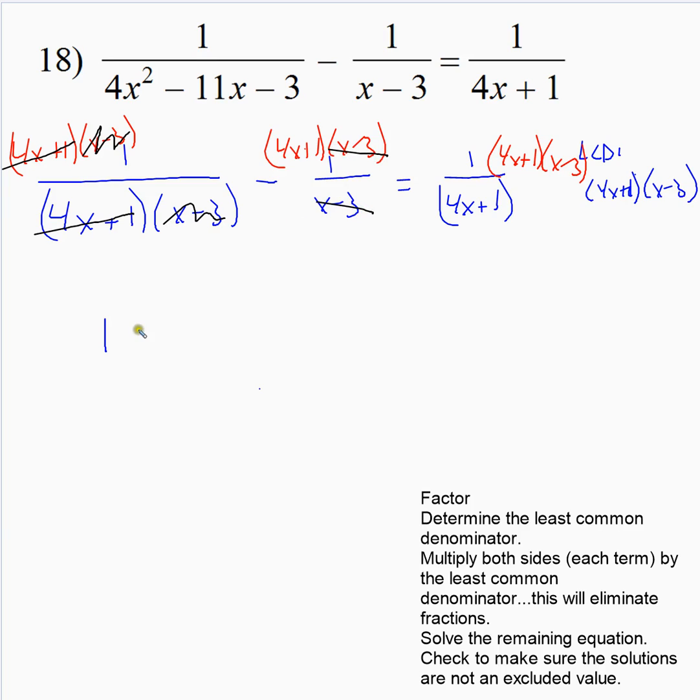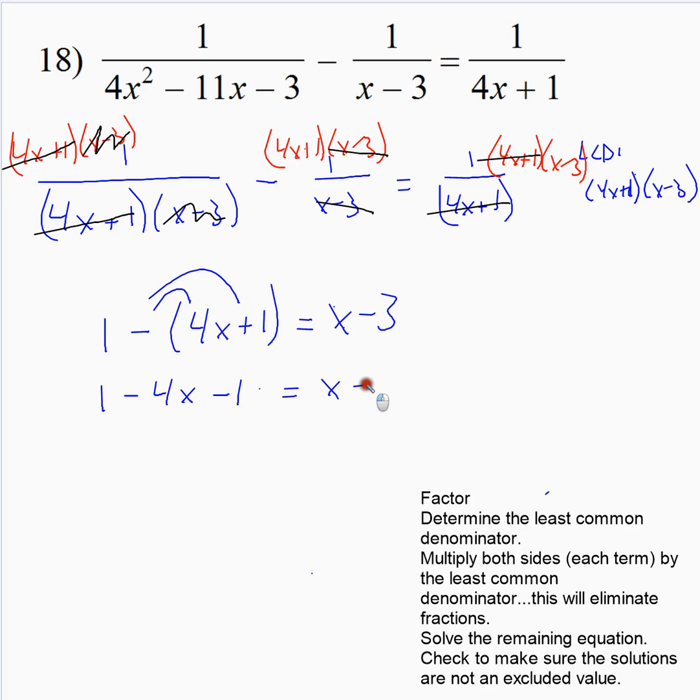Here's a place to be careful with signs, so we have a minus here, and then again, parentheses, because that's going to be distributed. And then over here, the 4x plus 1's simplify, and you're simply left with that x minus 3. And again, we end up with a fairly simple equation. This negative is going to distribute, so 1 minus 4x minus 1 is equal to x minus 3.